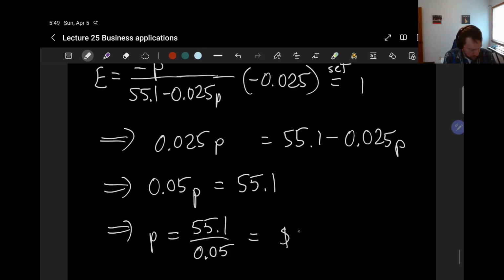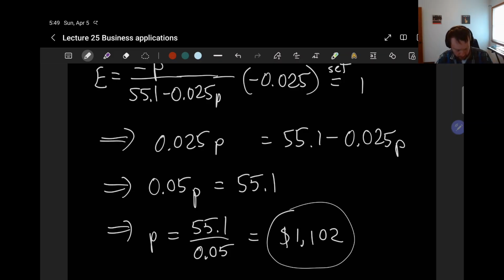So 1,102 is what I got, dollars. So that's a lot more expensive than the 166 number we had before. That 166 number was probably too low. That's why our demand was inelastic. Now that's why if we were to increase the price, it wouldn't affect demand hardly at all. So this is the sweet spot. It's going to maximize our revenue.